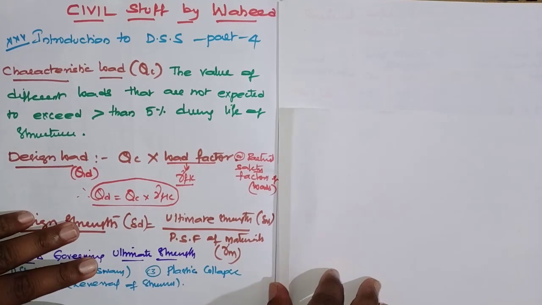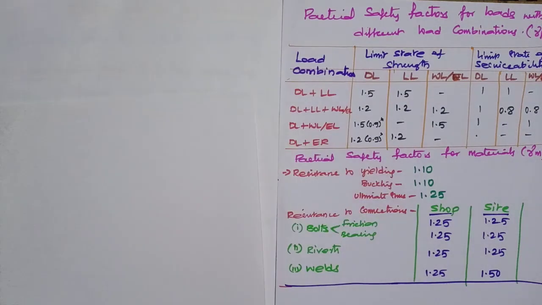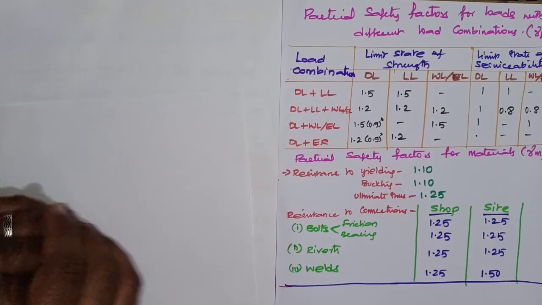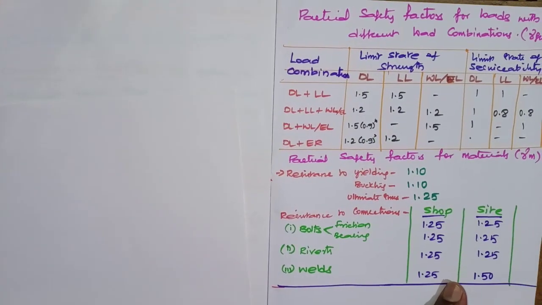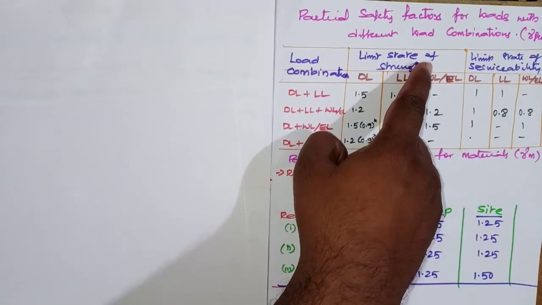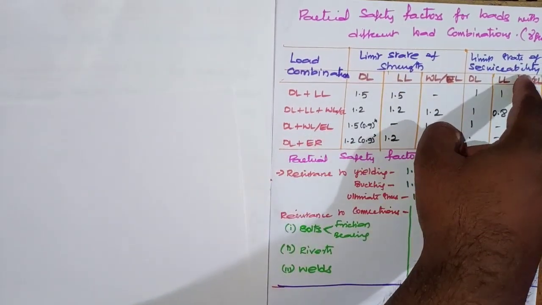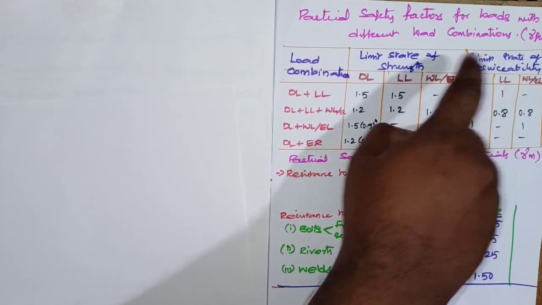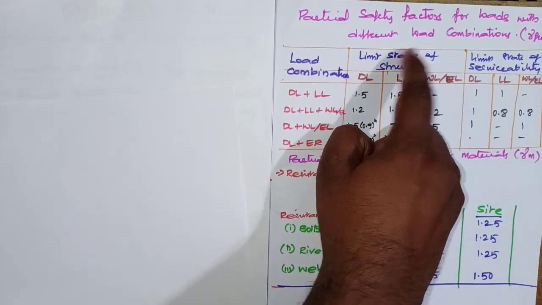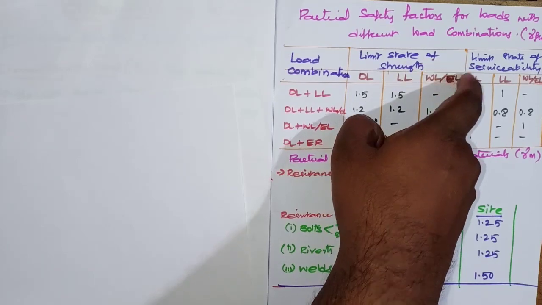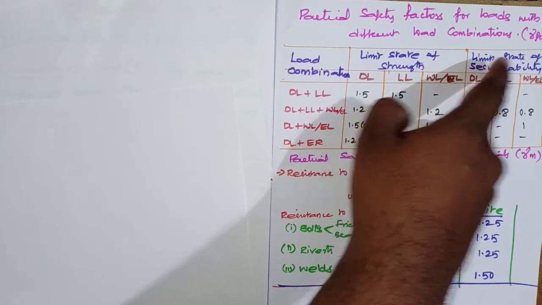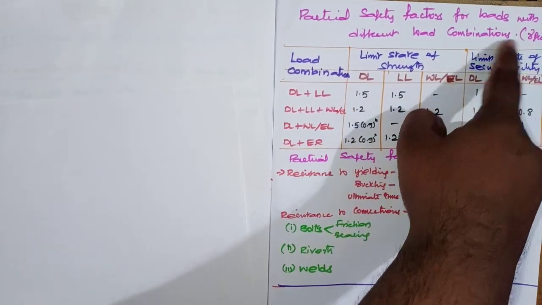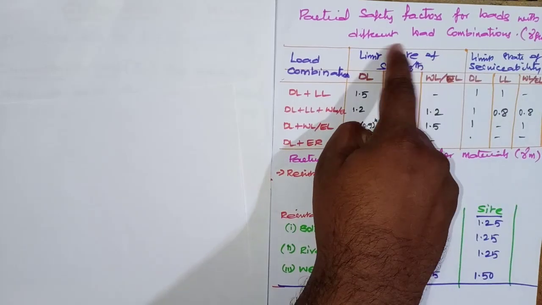Next, coming to the partial safety factors for loads under different combinations, under the limit state of strength and the limit state of serviceability. In the previous video we discussed the different types of limit state of strength. It is nothing but called collapse. Next, the limit state of serviceability, we will be checking here and we will be designing under this one.